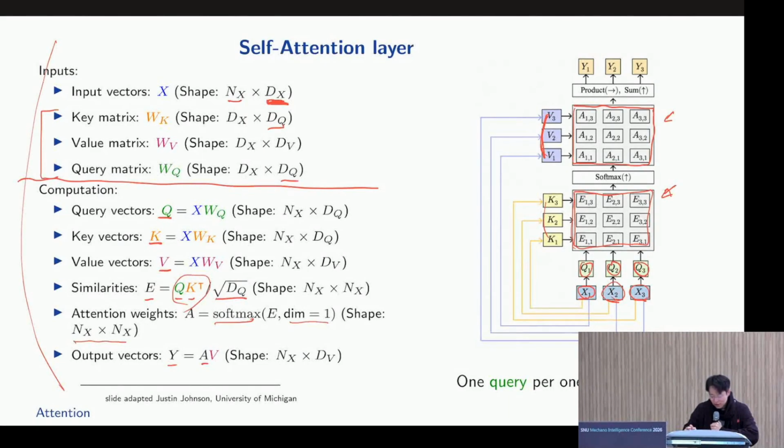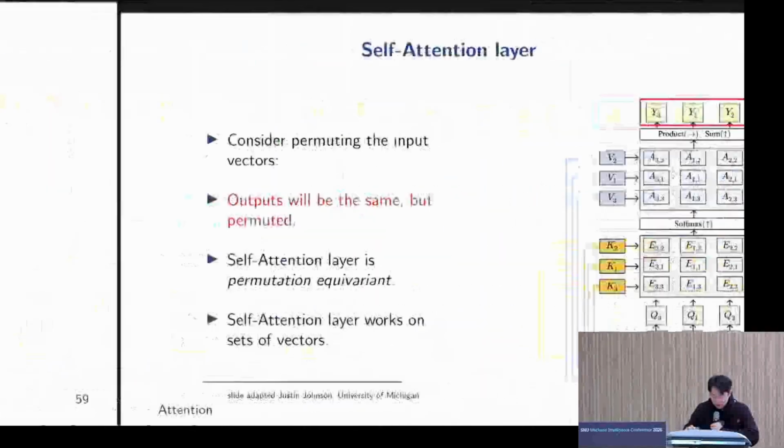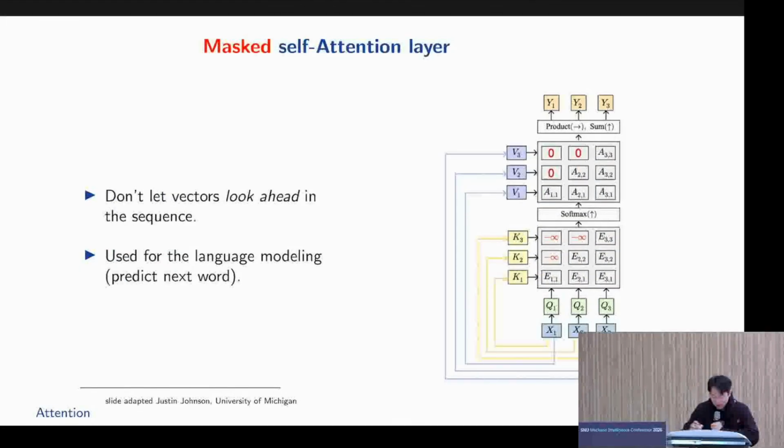So we want to prevent looking ahead in position during training. That's called masked self-attention. Here, basically, we want to set these scores to negative infinity and the corresponding attention scores to 0.